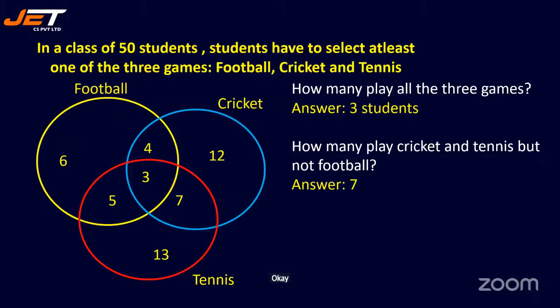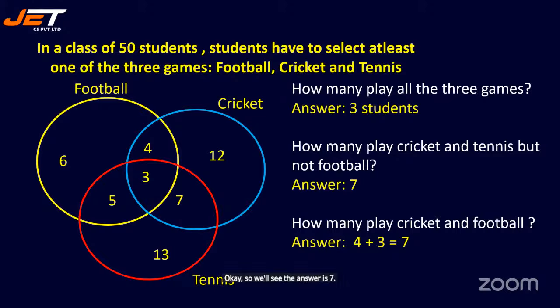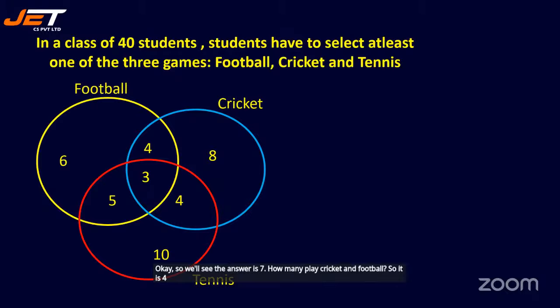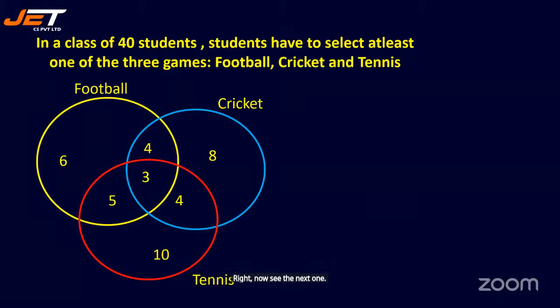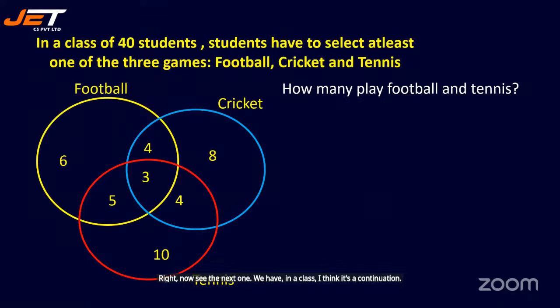Okay, so see the answer is 7. How many play cricket and football? So it is 4 plus 3, 7. Right, now see the next one. We have, in a class, I think it's a continuation. How many play football and tennis?